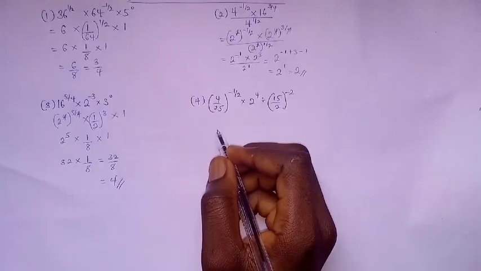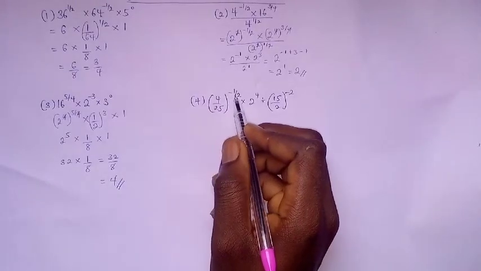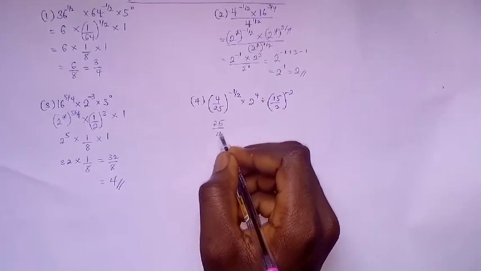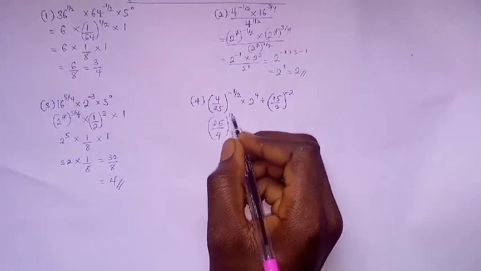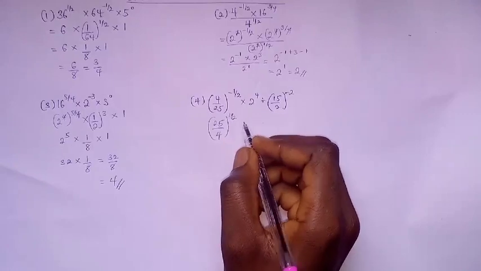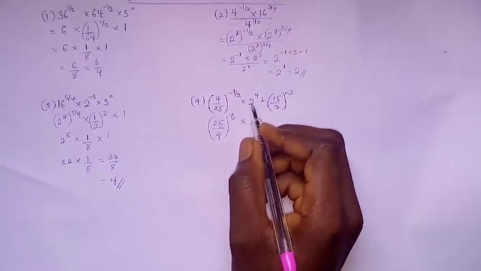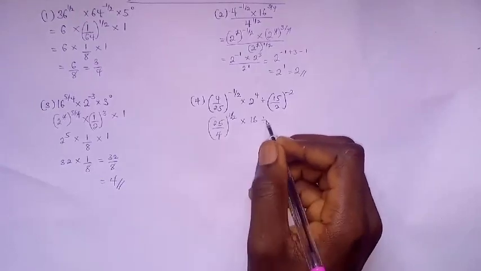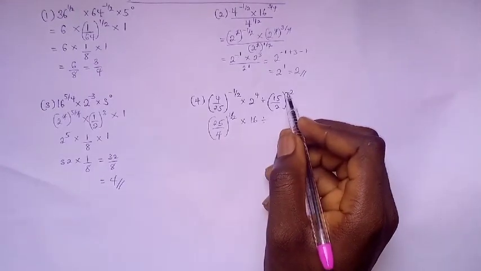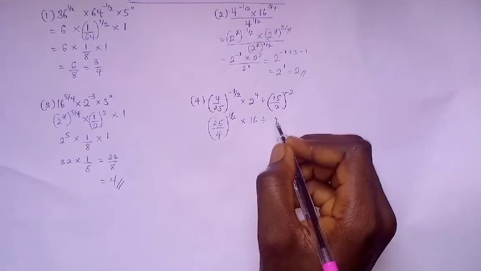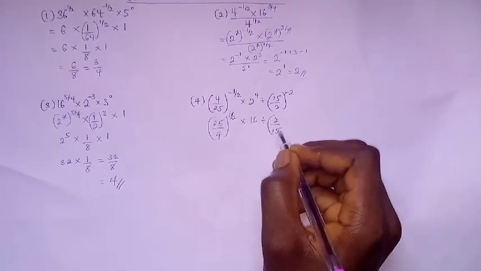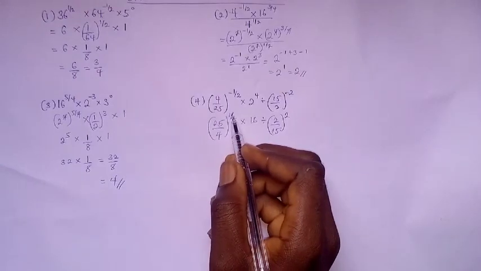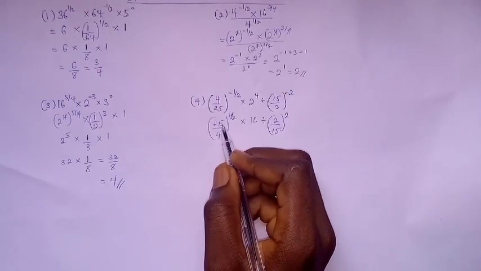Then to the final question, we have a negative index, so we'll take the inverse of 4 over 5, and that will be 25 over 4. Then have our square root at the top, times 2 to the power of 4 is 16, divided by, we take the inverse again to eliminate this negative power, so have 2 over 15, all to the power of 2. Remember that this power 1 over 2 is to be distributed to both 25 and 4.